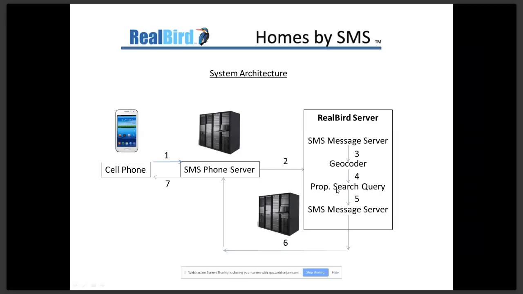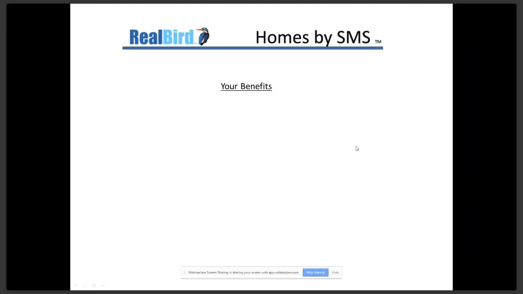Then, based on the geocode, it does a property search to bring back the listings from the database, then creates an SMS message back, which goes back to the telecom and then to the user's cell phone. And of course, the RealBird server, which is not shown here, also sends a message to the agent with the lead. So that's the idea.